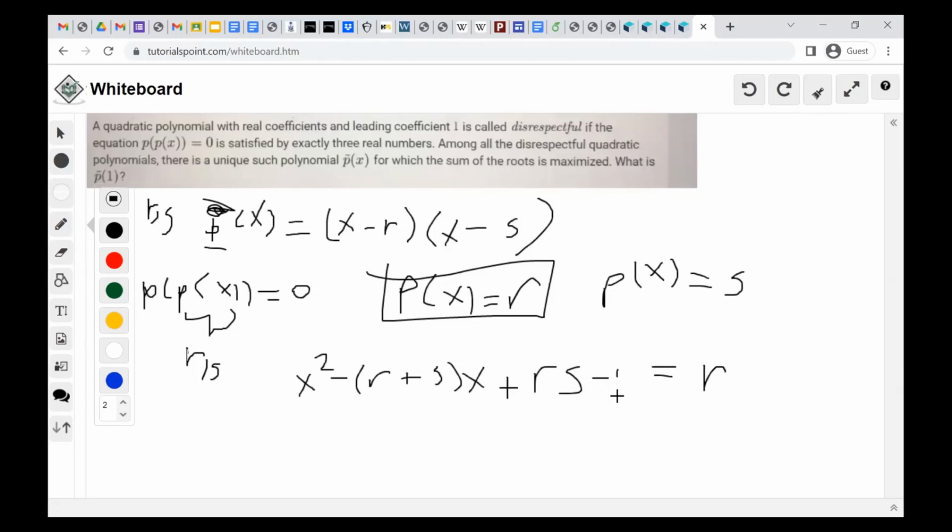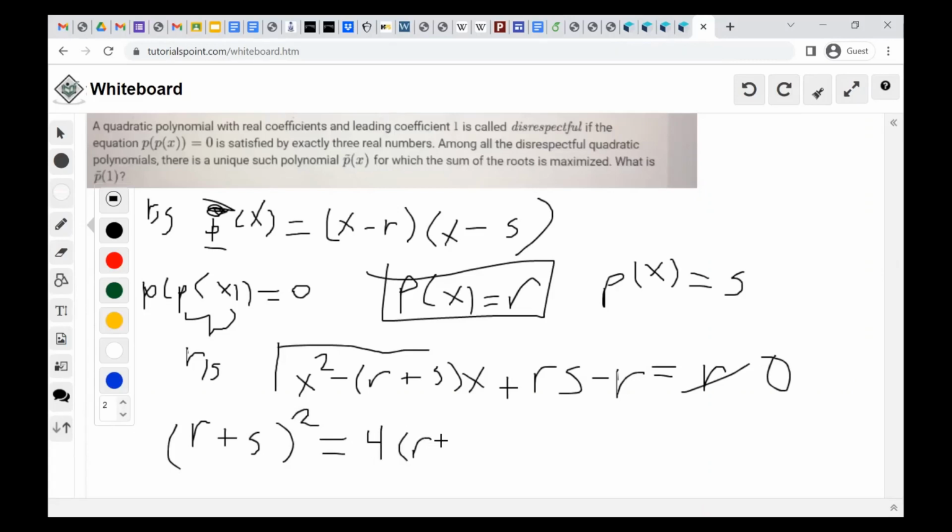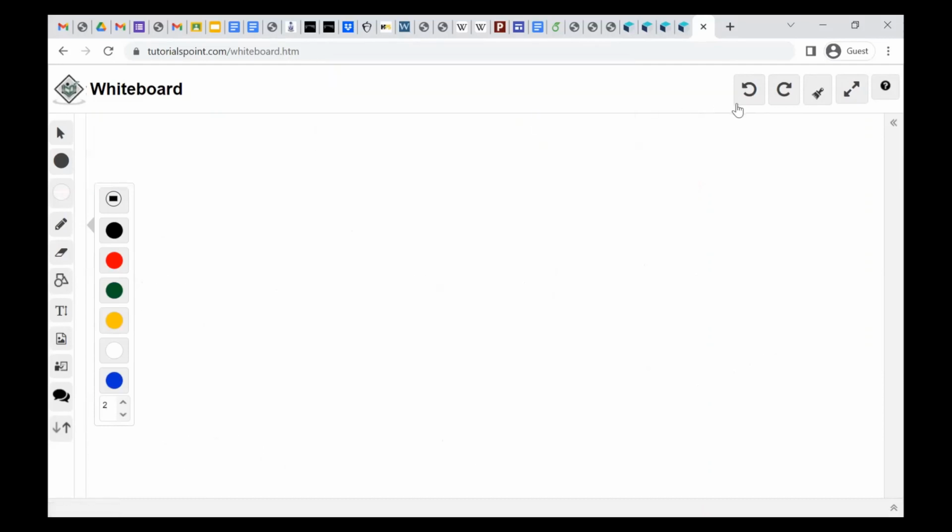So if we subtract r from both sides, then this equals 0. And we want this equation to have a double root. So that means the discriminant is 0. So that means that (r plus s) squared must equal 4 times (rs minus r), right? Because for it to have a double root, the discriminant must be 0. So let's take a look at this equation.